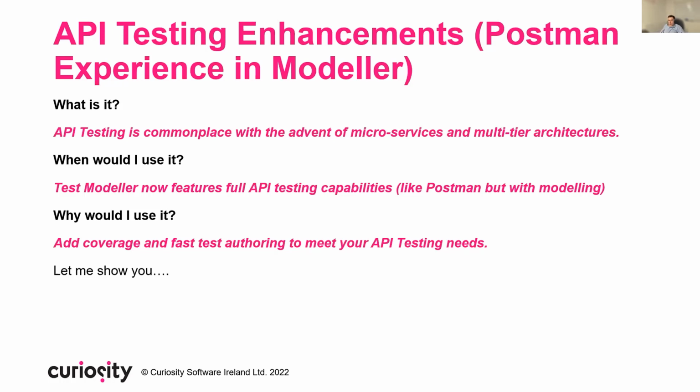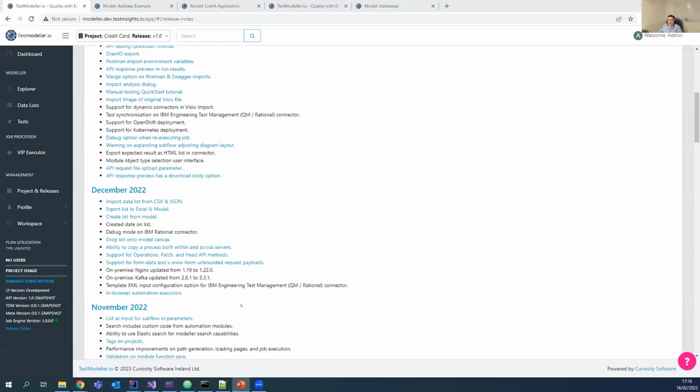Okay. Now, in Test Modeler, we have full API testing capabilities. We basically have the full power of Postman built into Test Modeler. But also on top of that, obviously, we can embed the aspect of modeling here. So you can model out all the different scenarios, all the different ways you can work your way down a particular API endpoint, and you can build out those test cases to cover all the different scenarios incredibly quickly.